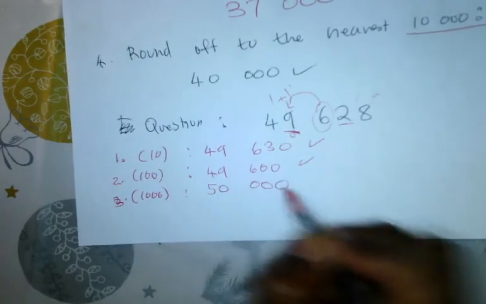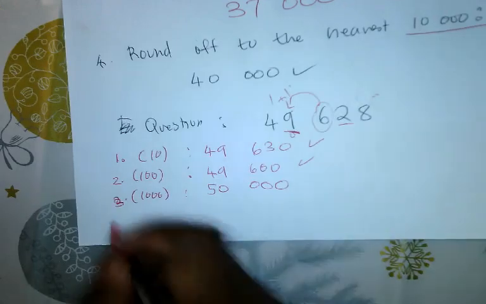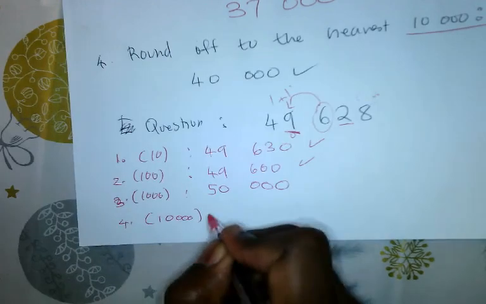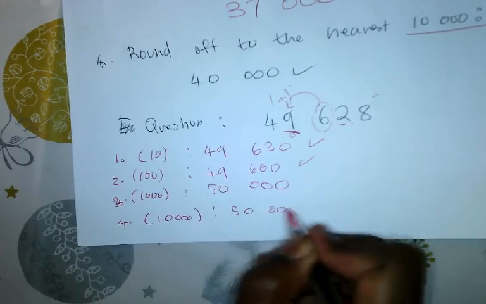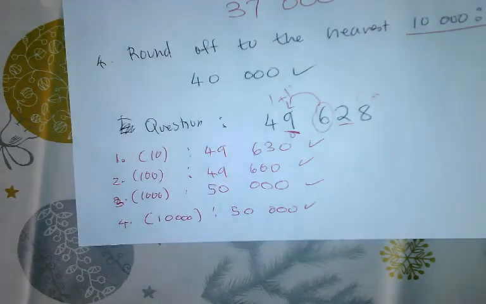Yes, sir. The 1 adds to the 9, it becomes 10. Then we have to carry over. What about the last one? 50,000. Is it also 50,000? Yes. Okay, all right. Any questions so far, guys? Any question? No question. Let's do decimals.